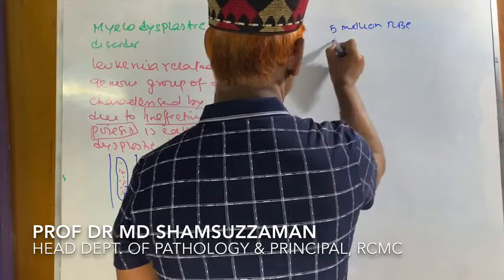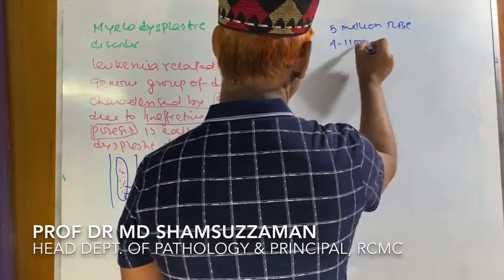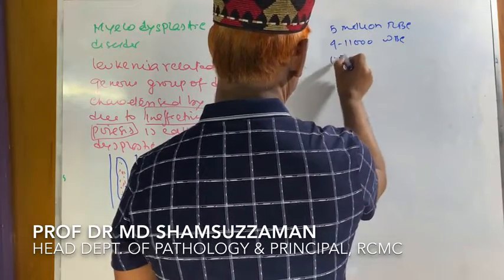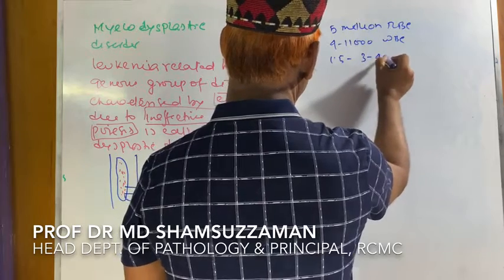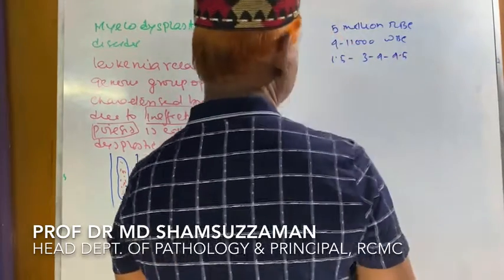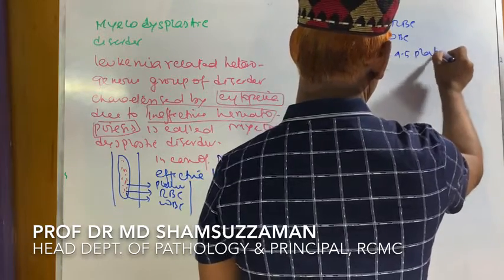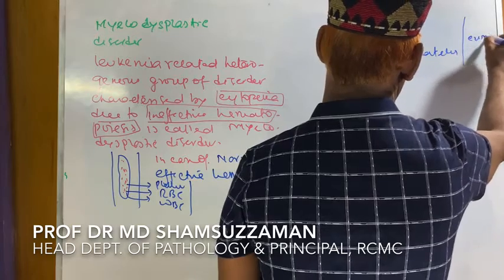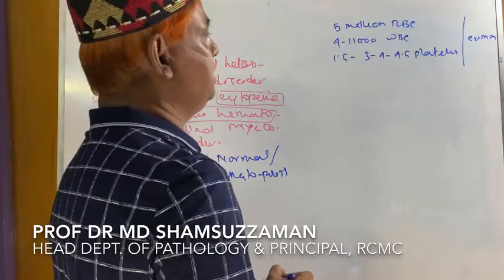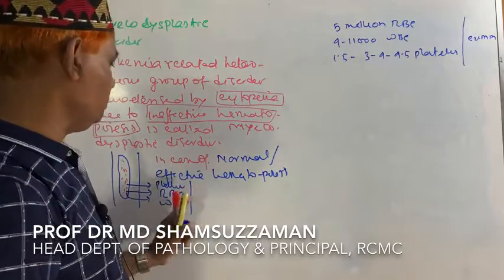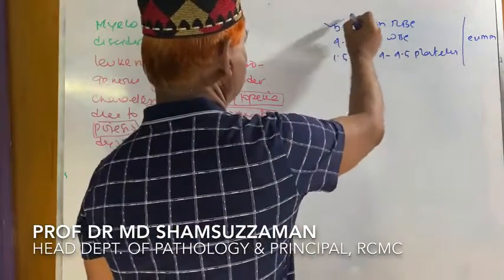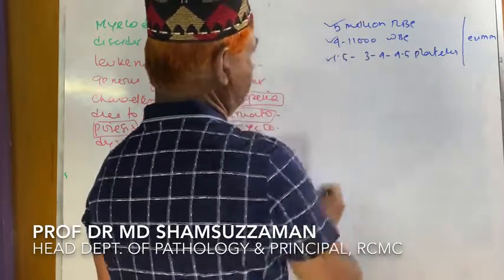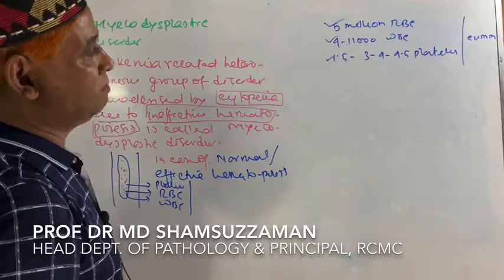RBC, 4 to 11,000 WBC, 1.5 lakh to 3, 4 to 4.5 lakh platelet per cubic millimeter of blood. So per cubic millimeter of blood, in case of effective hematopoiesis, RBC 5 million, 4000 to 11000 WBC, and 1.5 lakh to 3, 4 or 4.5 lakh platelets.